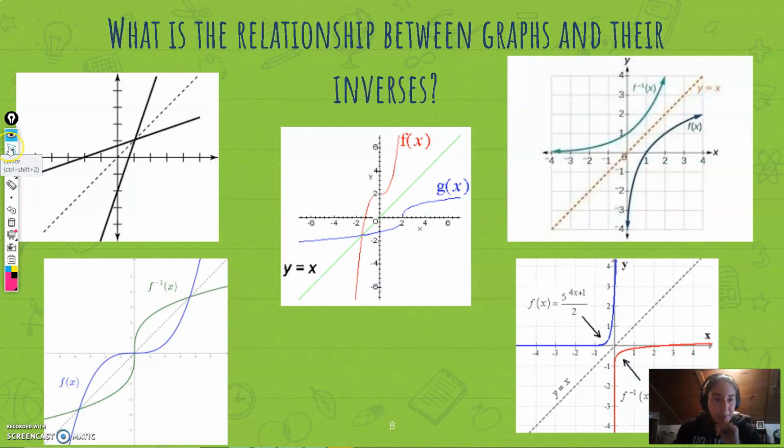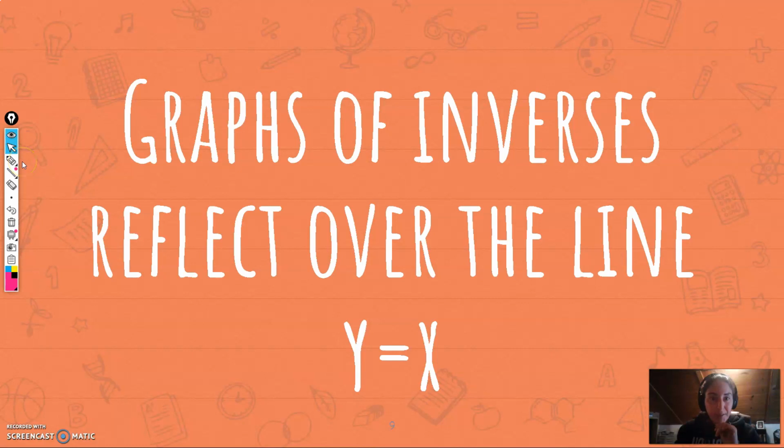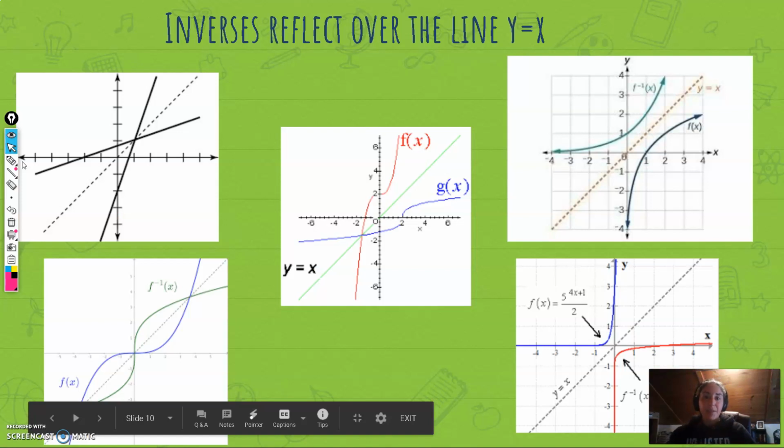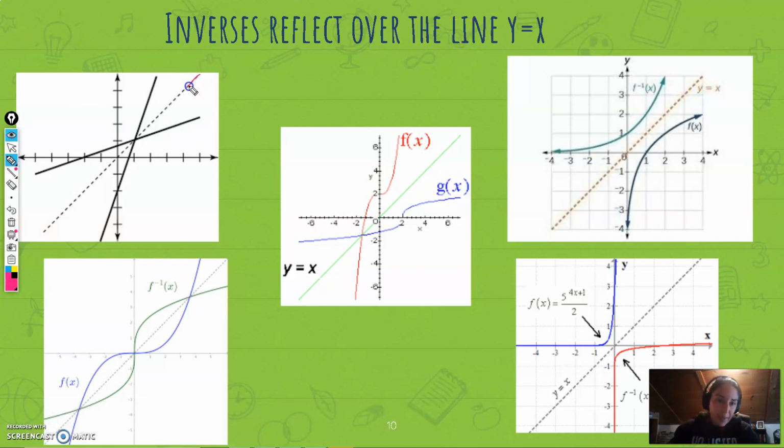Spoiler alert. Graphs of inverses reflect over the line y equals x. Y equals x is just a diagonal. That's the relationship. Inverses reflect over the line y equals x. The line y equals x is what you see here. It's this diagonal. In other words, that's like the mirror line. Across this line, the function and its inverse are perfect mirror reflections of each other.